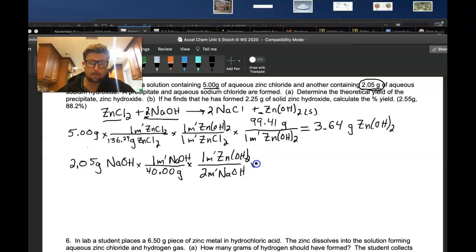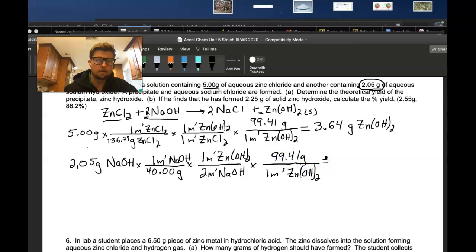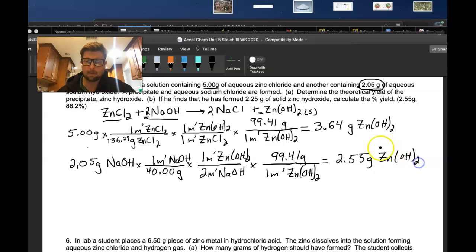And every 1 mole of zinc hydroxide is 99.41 grams, same as before. And we get 2.55 grams of zinc hydroxide. Now the question is, which of these is the theoretical yield? And the limiting reactant is always going to be the one that runs out first, so it'll provide less product. So this is our theoretical yield, and this one is meaningless.